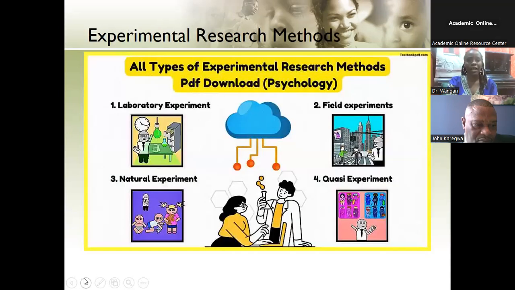So, of course, as a psychologist, I just had to add one more there, which has psychology on it. In psychology, we do lots of what they call mainstream research, laboratory experiments, but the majority are actually field experiments. So we do lots of natural experiments and quasi experiments. Those are just examples of methods.